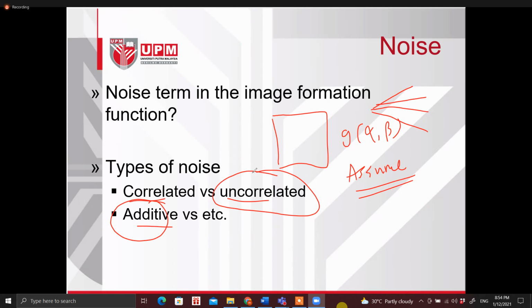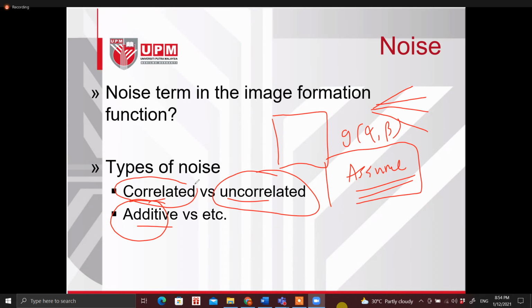So, can you assume that the noise is correlated? You can. But if you assume it is correlated, you cannot use the techniques that we are going to discuss in this class. The ones in the digital image processing textbook are all based on the assumption of uncorrelated additive noise. That's why I use the word assumption. If you want to assume correlated noise, then you cannot use the techniques that we are going to discuss in this class.